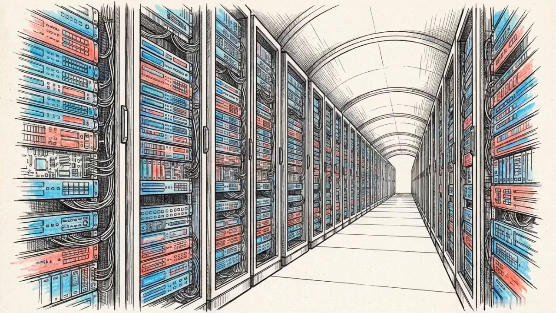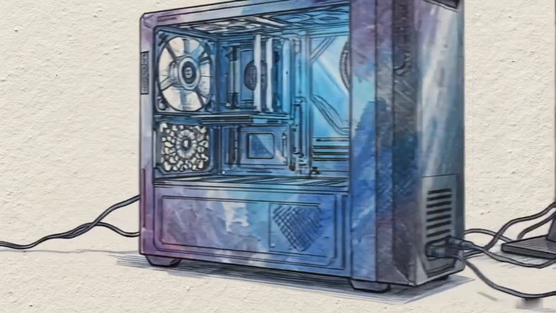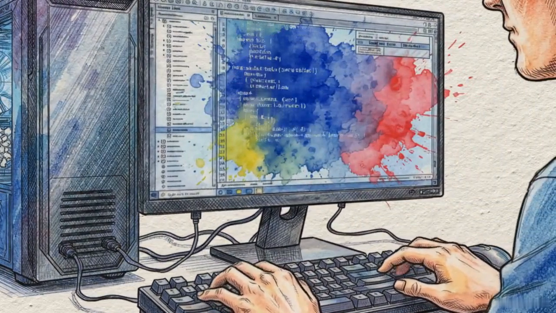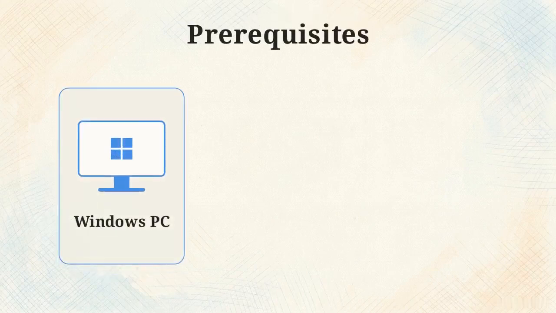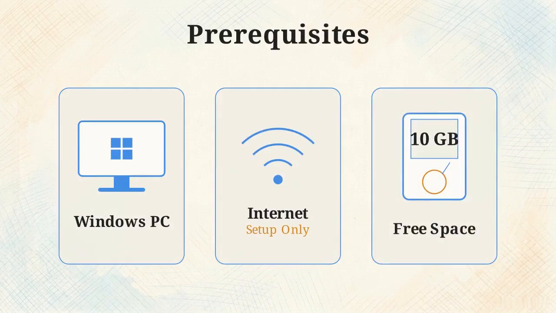Most people think running large language models requires massive server farms, expensive cloud subscriptions, or advanced coding skills. It doesn't. Today, we are going to set up a fully capable AI entirely on your own machine in under 15 minutes. To follow along, you only need three things: a standard Windows PC, an internet connection just for the initial setup, and about 10 gigabytes of free hard drive space.